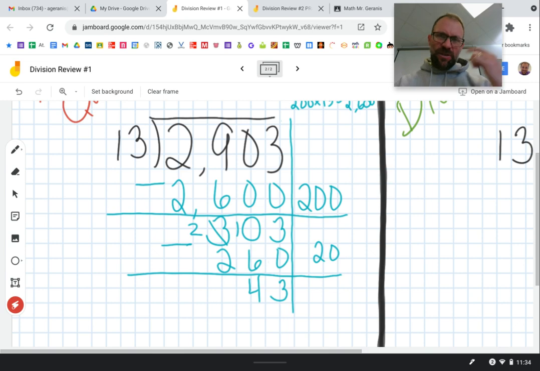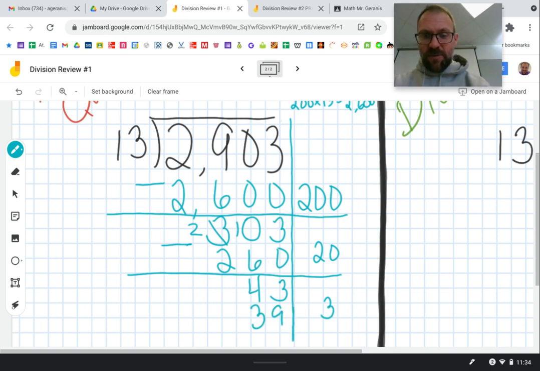Let's see, but I'm going to use some math reasoning here. If I just look at the tens place, that's 10. So if I have 3 of those, that's 30. That's kind of close to 43. If I had 3 of the 3s, that'd be 9. So 39. 3 times 13 is 39. Yeah, I'm going to go with 3. So let's see here. 3 groups of 13 is 39.